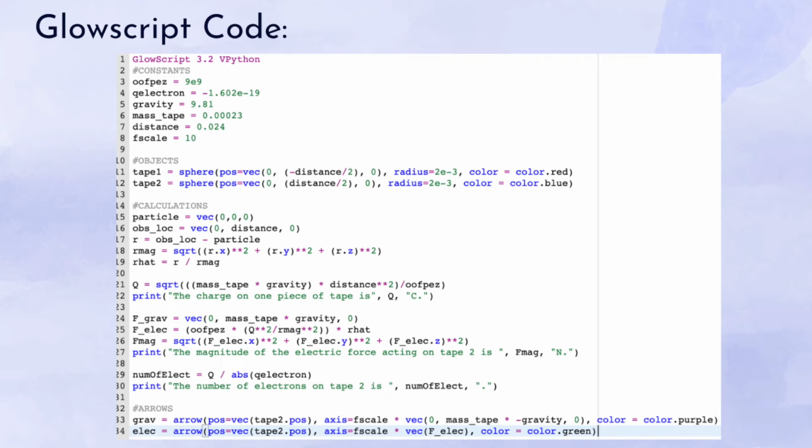Now, looking at our GlowScript code, we can see that first we will input the necessary data in the constant section. Next, we create the objects of tape 1 and tape 2 that will be displayed as spheres on our model. Next, we will do all of our calculations that will determine 1. The charge on the piece of tape, 2. The magnitude of the electrical force acting on the tape, and 3. The number of electrons that are on the tape. Finally, we will create the arrows that are featured in our model.